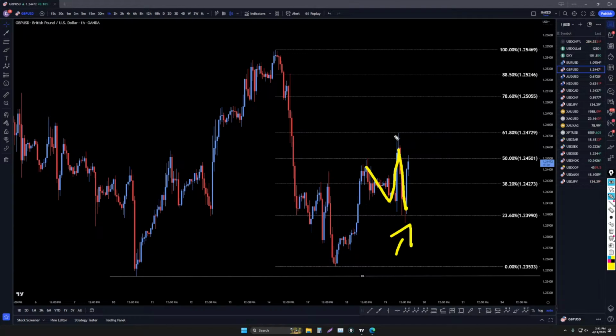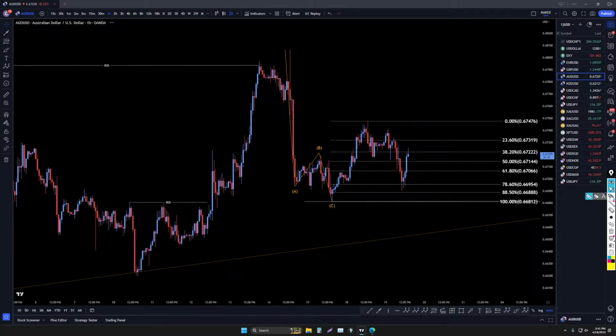and that it ended in ABC with an irregular top, irregular wave B, which you definitely want to make sure that you familiarize yourself with, because we see it all the time, and it looks like it probably is more likely now to just keep on making those higher highs, higher lows, and just keep on trending up. So let's check out the Aussie dollar.